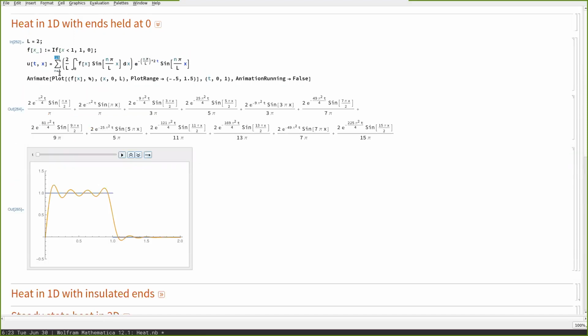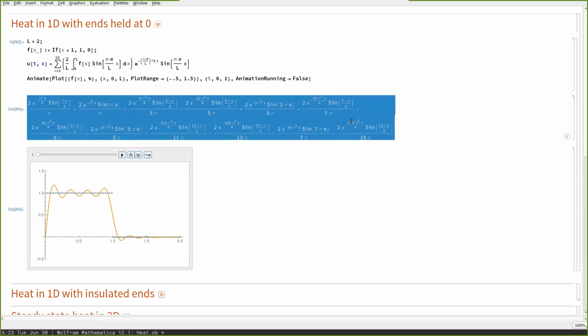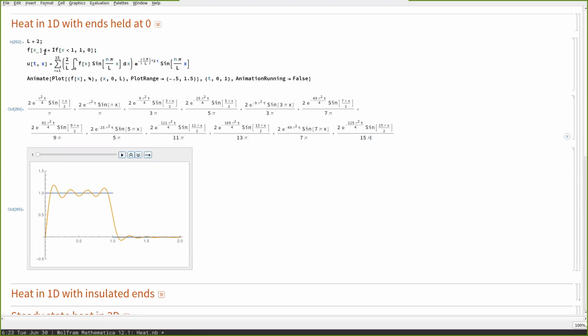I've outputted the first 15 terms of the infinite sum, so I'll only get approximate answers, but it turns out that this is a pretty good approximation. So here I have the first 15 terms in my actual solution to the heat equation.